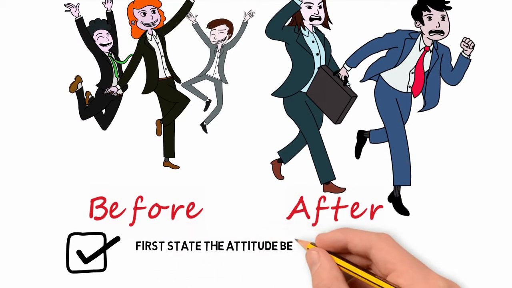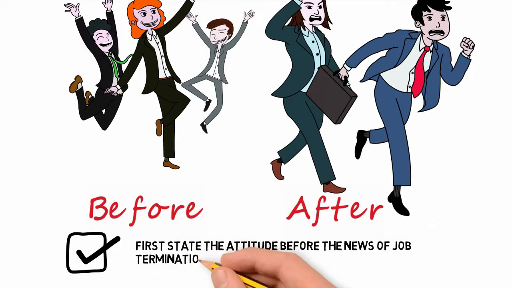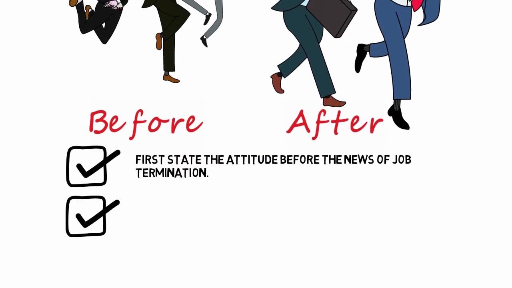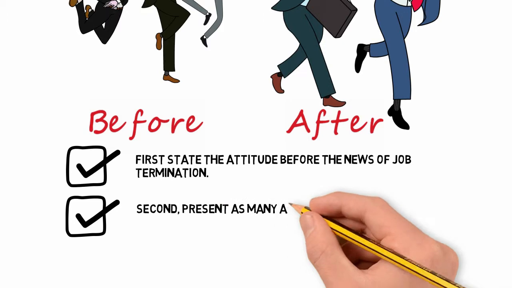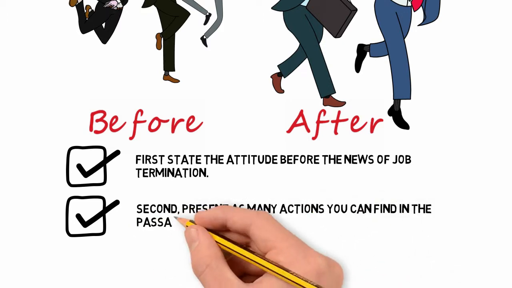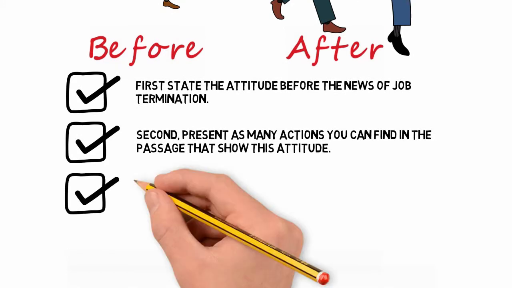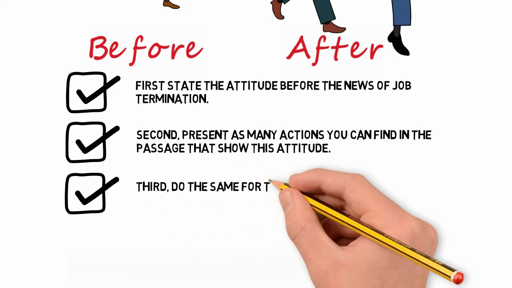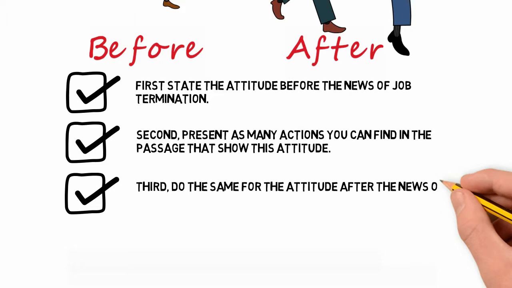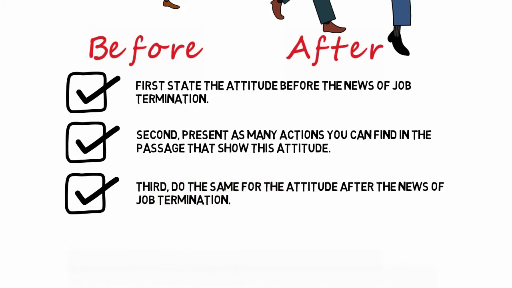So first state the attitude before the news of job termination. Second, present as many actions as you can find in the passage that show this attitude. Third, do the same for the attitude after the news of job termination. This is the order.